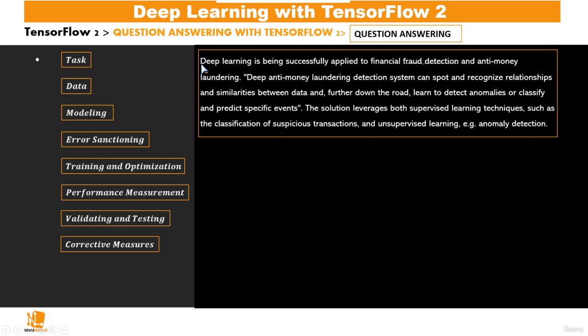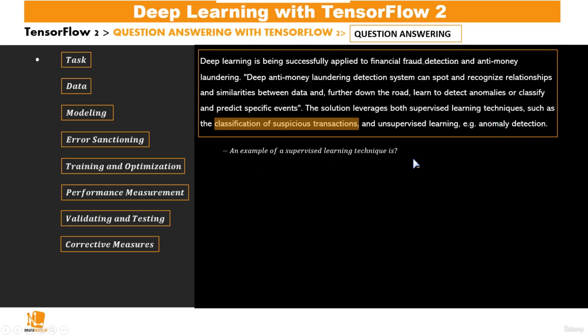So supposing we have this text which has been extracted from Wikipedia and which talks about deep learning, we could have this question: An example of a supervised learning technique is... Now based on this text, we have this actually being defined here, or this example being given right here. Now if we look at the whole text or look at this portion, we have: the solution leverages both supervised learning techniques such as the classification of suspicious transactions and unsupervised learning, e.g. anomaly detection. So this is a supervised learning technique right here, and then this is an unsupervised learning technique.